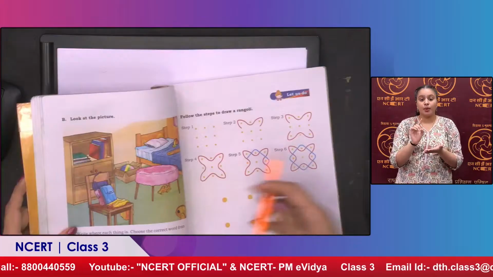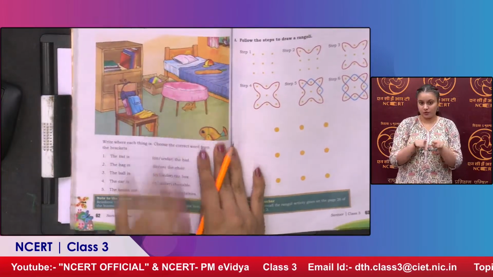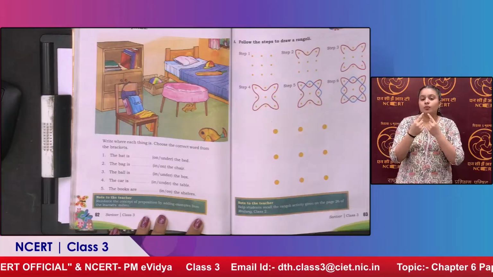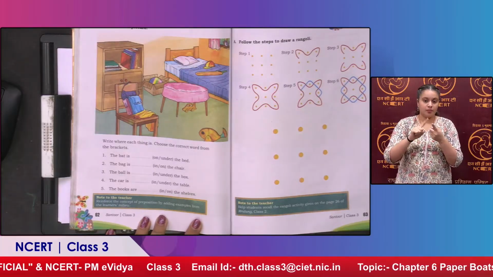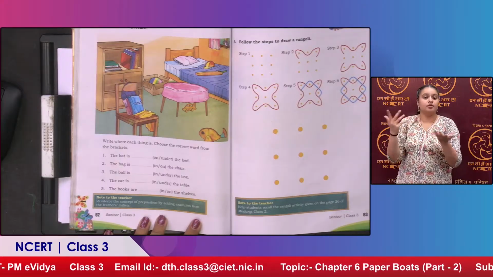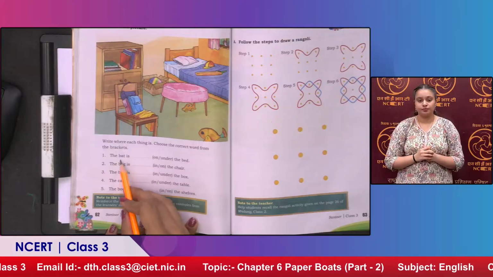Now we will move to our textbook. Here is our textbook, and the same picture is given in your textbook. Now here we are talking about prepositions. Preposition means showing the position of an object or showing the relation between two objects. So the first one is the relation between a bat and a bed.